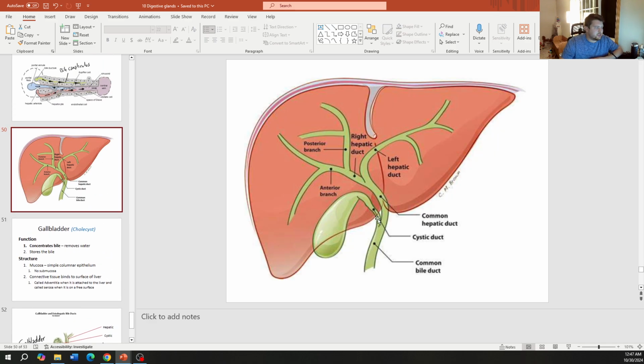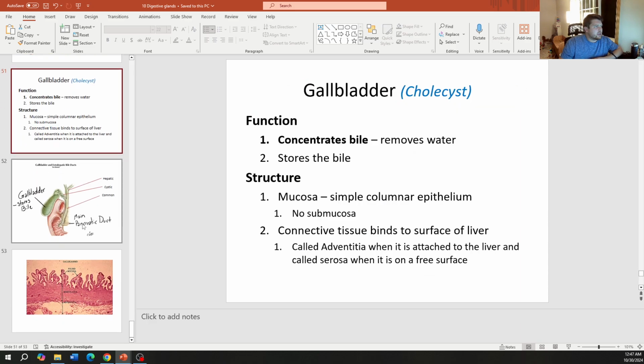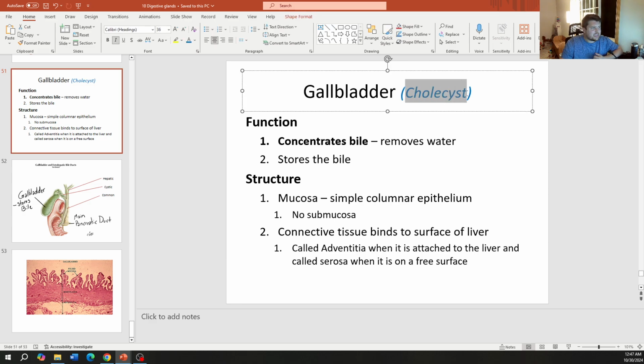Which brings us actually to this little organ called the gallbladder. For some reason, a lot of people have trouble with gallbladder specific stuff, so I want to make sure you see this word right here, cholecyst. Anytime you see this word cholecyst at the beginning, so you'll see cholecystitis, you'll see cholelithiasis, you'll see a lot of these words. If that's at the beginning, understand you're talking about the gallbladder, okay?